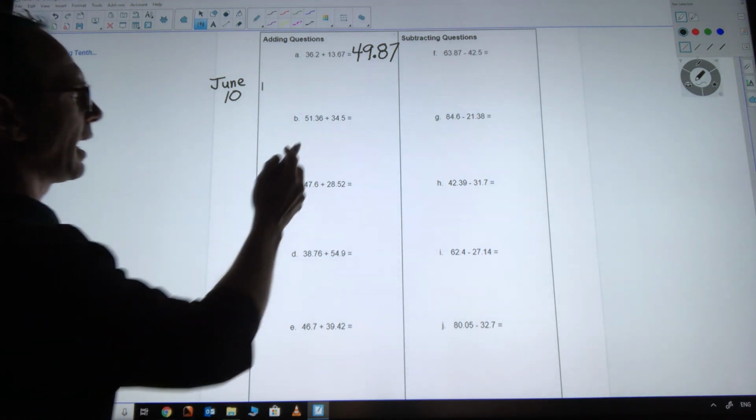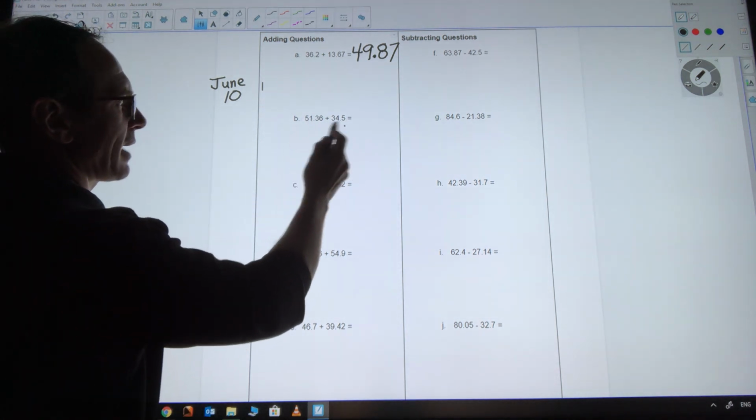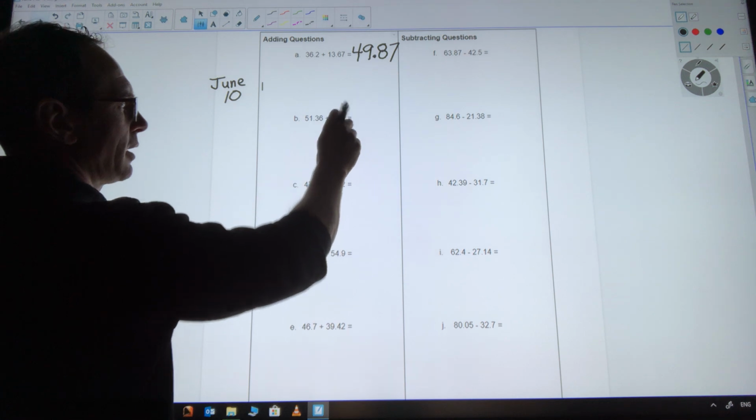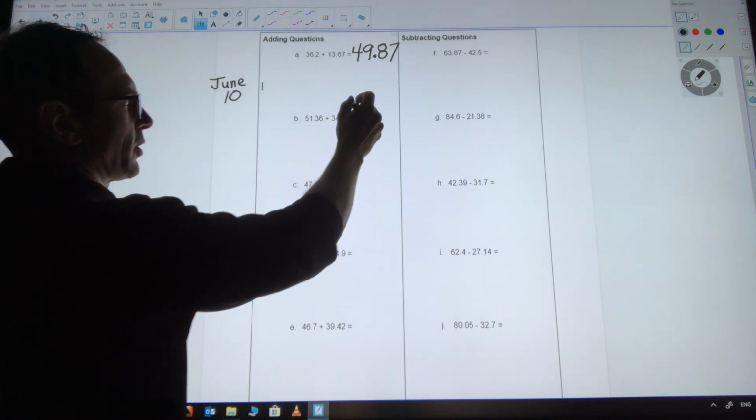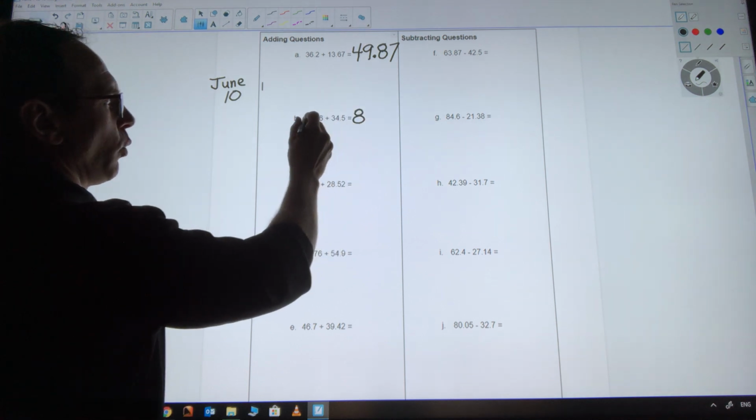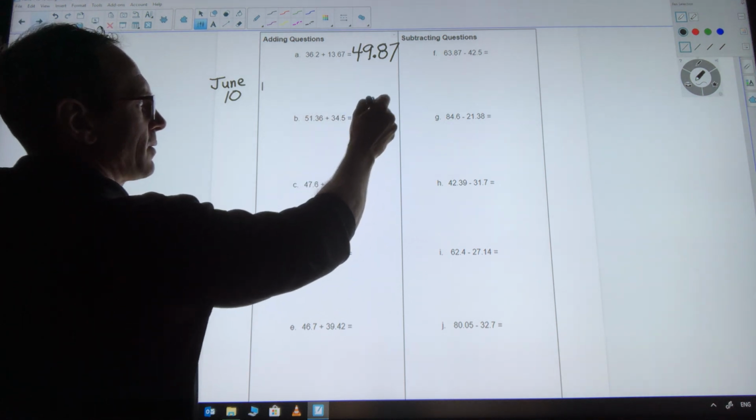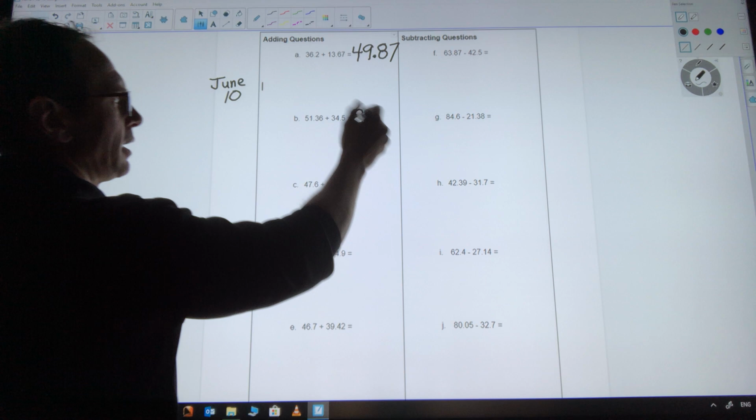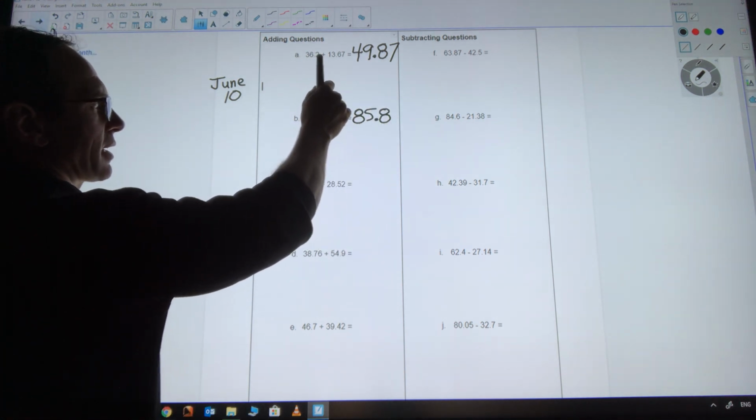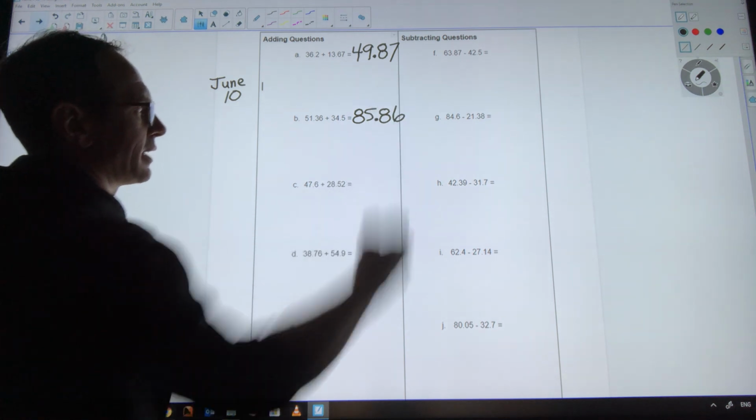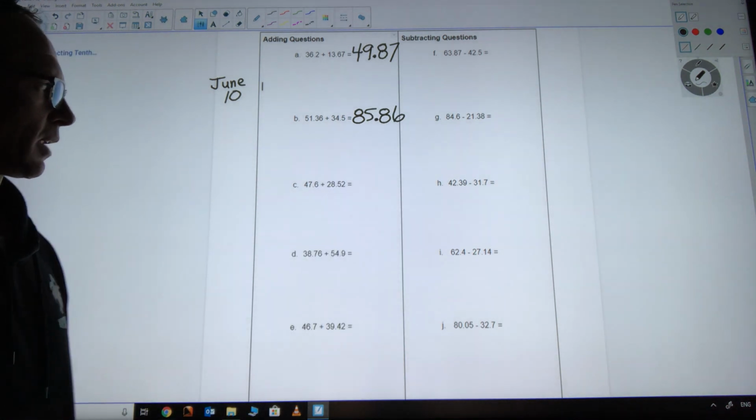For B, I see the same thing happening. I'm not going to have any kind of carrying to do here, so I'm just going to use the count forward. So 50 and 30 is 80. 1 plus 4 is 5. Put my decimal in. 3 tenths and 5 tenths is 8 tenths. And 6 hundredths and no hundredths is 6 hundredths.